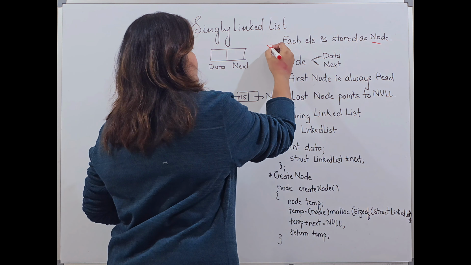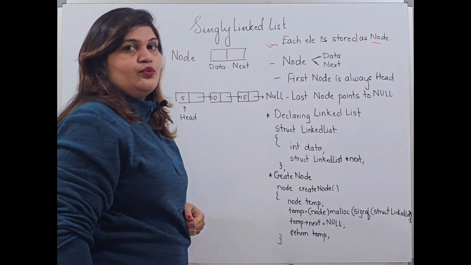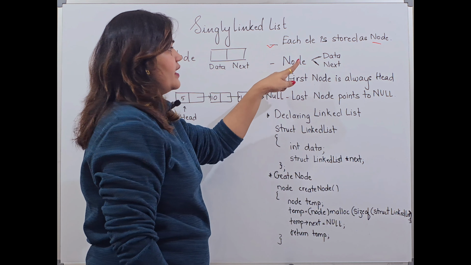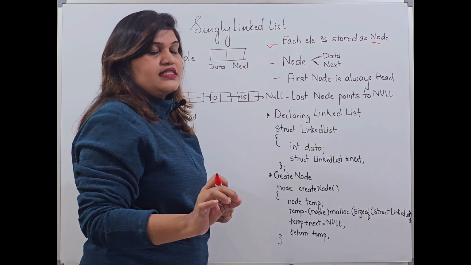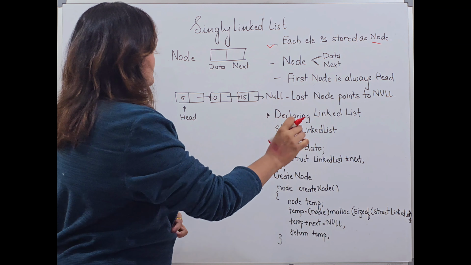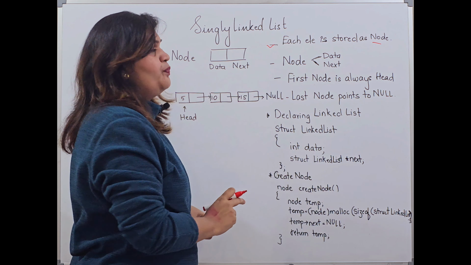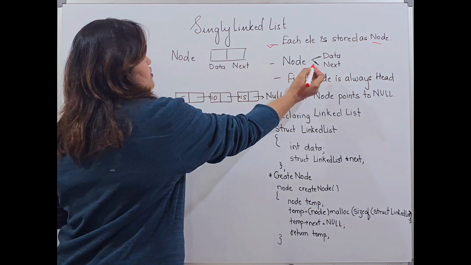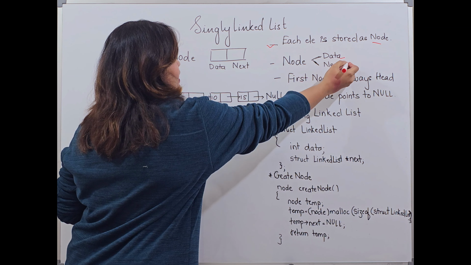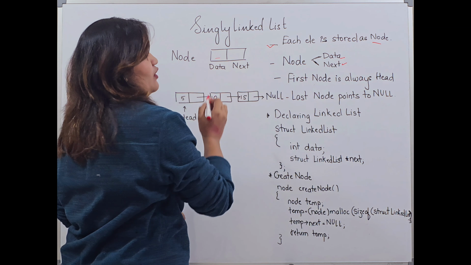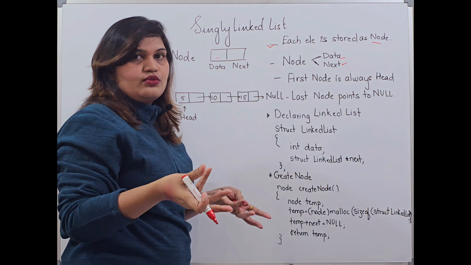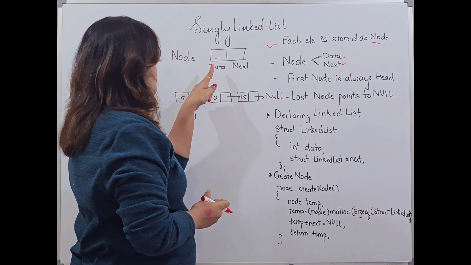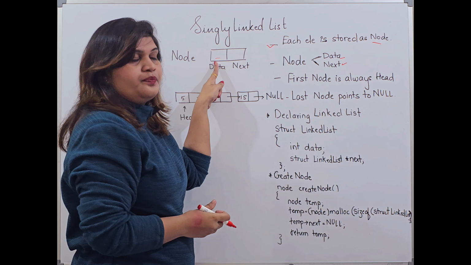Your second point says how your node is supposed to look. It is going to consist of data and next. Now let's try to understand our node concept. I've already drawn a node for you. Your node would consist of data and next. Data would be any value that you want to insert, any value that you want to store. Data structure is basically storing data in a structured format. So your data part would come here.